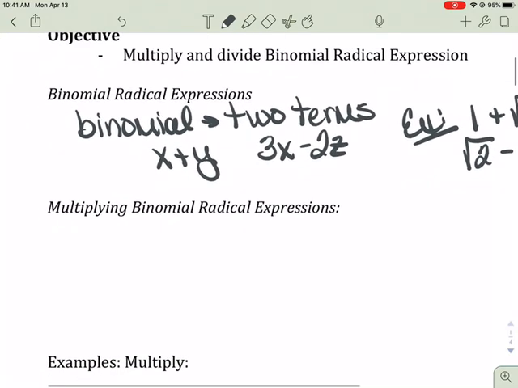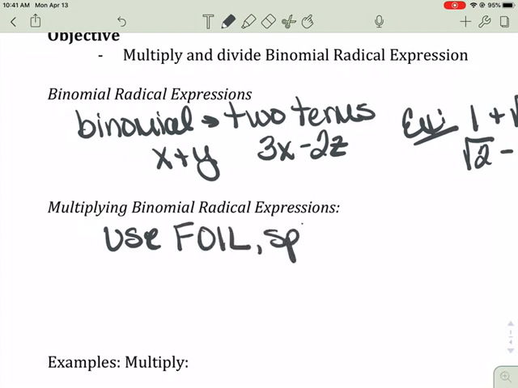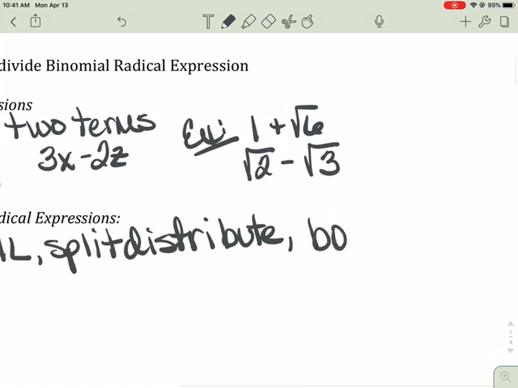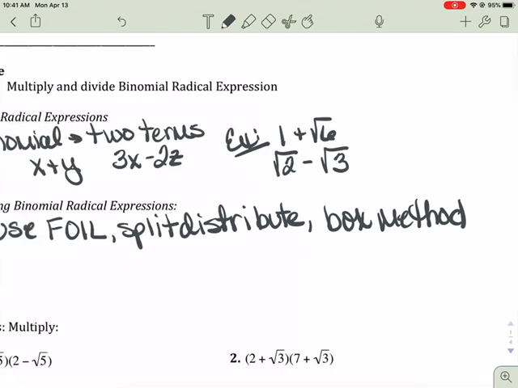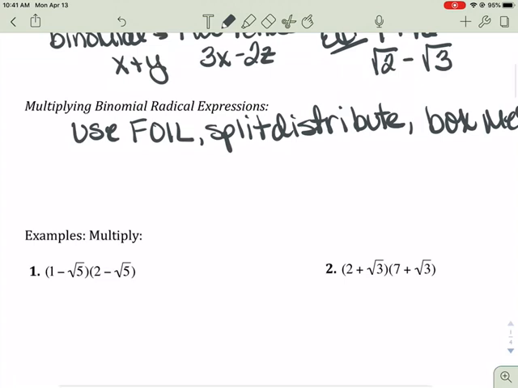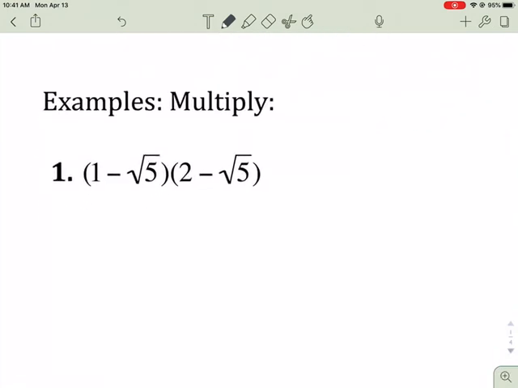So when we're going to multiply these, we're basically going to use our split distribute, box multiplication, or FOIL method. Some of us learn it as FOIL, some of us learn it as split distribute, some of us like the box method. Whatever method you use to multiply two binomials, that's the method you're going to use. Remember that when you multiply radicals, they have to have the same radical, but they can be different numbers underneath, and we're going to multiply those numbers together. So let's take a look at this first one.